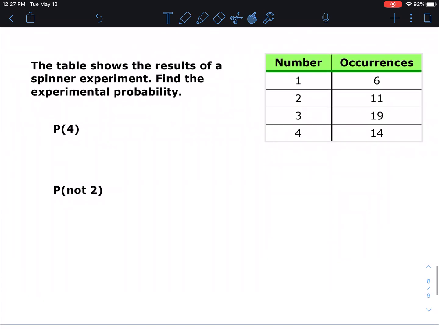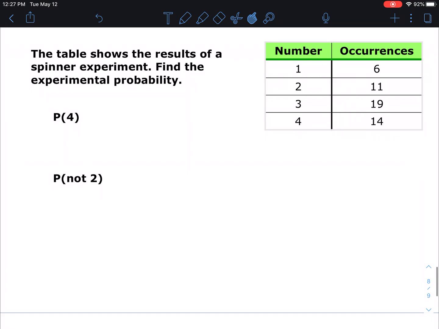All right. Quickly, a couple of other ones. So using a table, what is the probability of getting a 4? If you see this, you know that a successful outcome would be getting a 4. How many times does that happen? 14, based on this experiment.